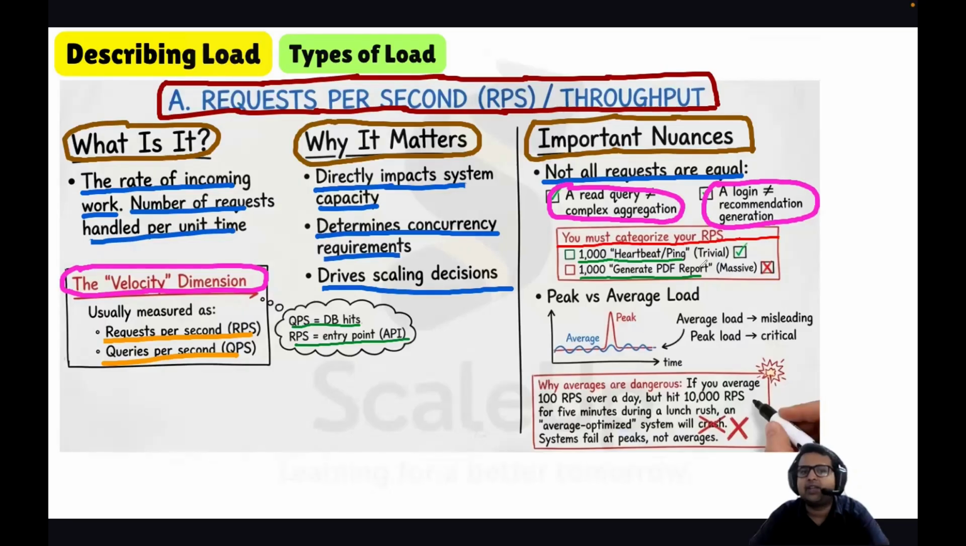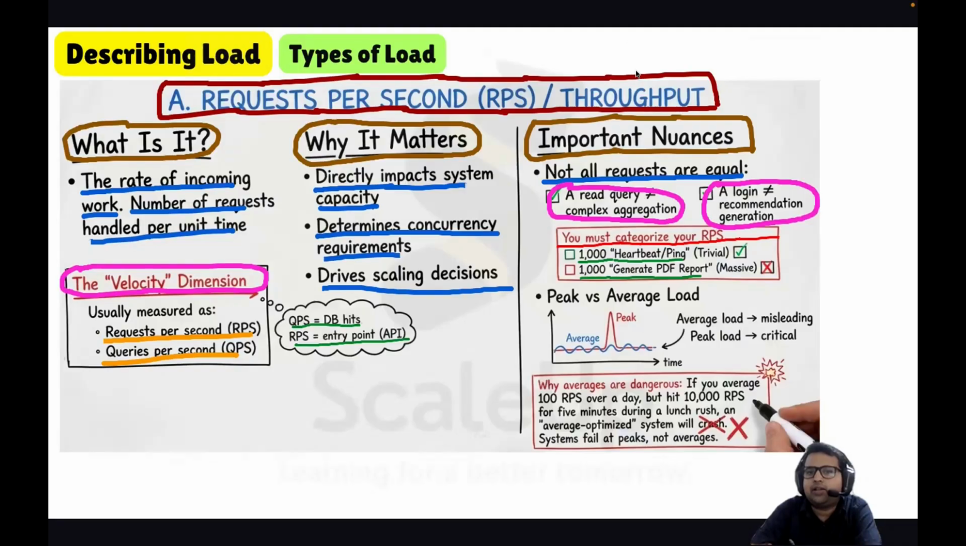We have to categorize the requests, what kind of requests we are talking about. That is even more important. So not all requests are equal.